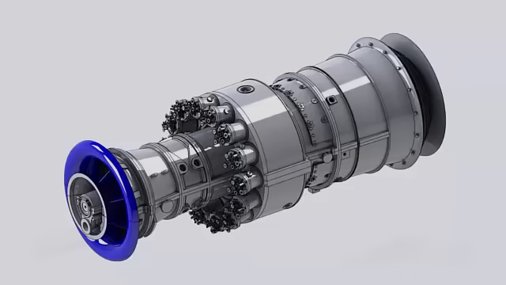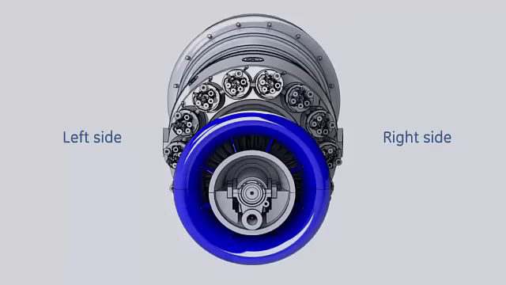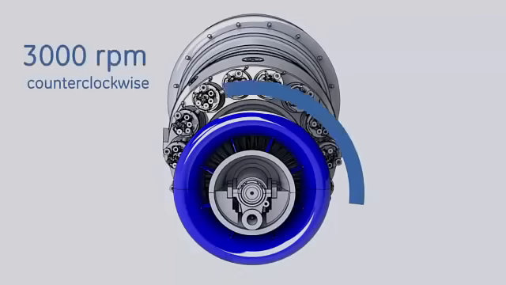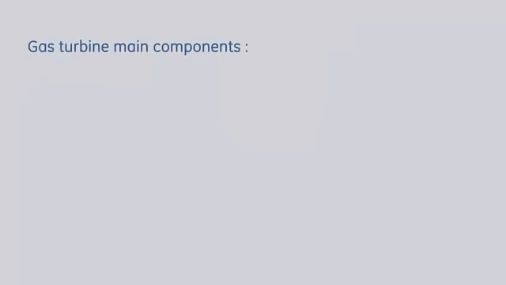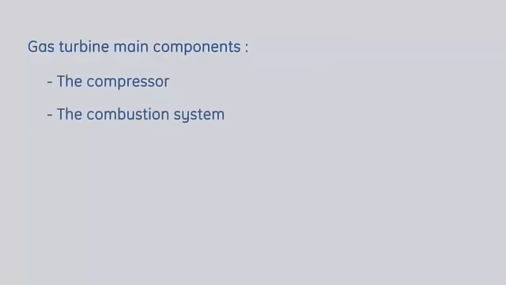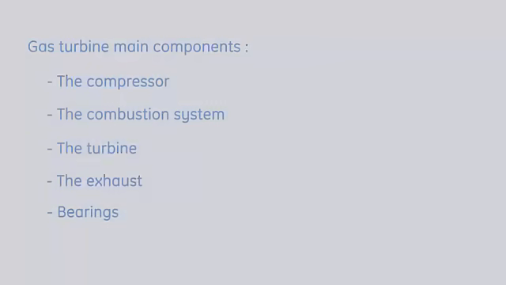This gas turbine is also known as PG9171E. The shaft of this gas turbine rotates at 3,000 RPM counterclockwise as viewed looking downstream. This gas turbine consists of the following main components: the compressor, the combustion system, the turbine, the exhaust assembly, the bearings.